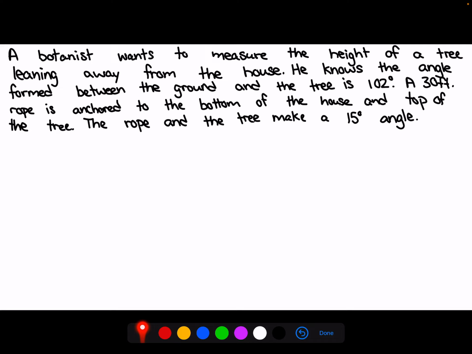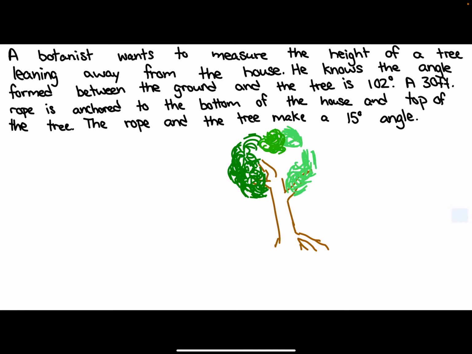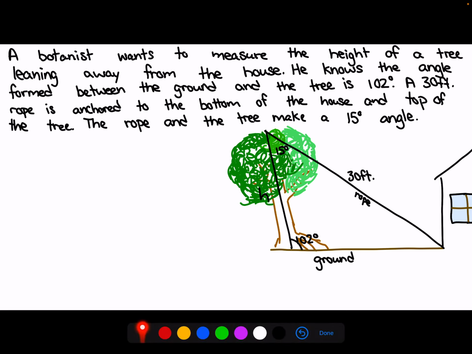We know that our tree is leaning to the side, so it's not perpendicular to the ground. It's kind of leaning at an angle. And then it's anchored to a house to make sure that it doesn't just fall over, so that the wind doesn't take it down. So we have this angle between the rope and the tree as 15 degrees.